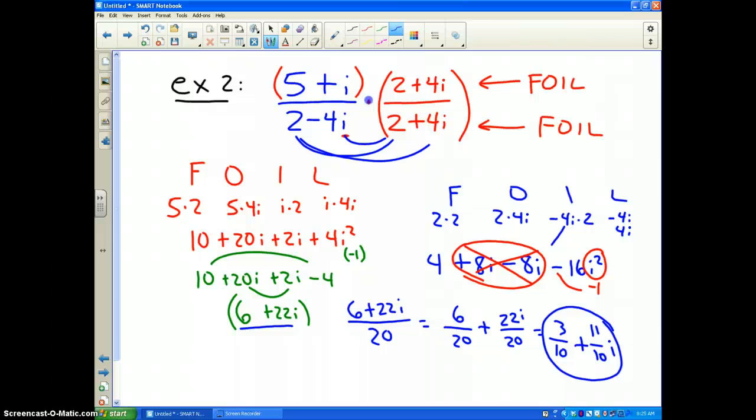And people, that is how you solve these particular problems and how you use the conjugates in order to divide. We must always write our answer in complex number form, the real part first, the imaginary part second, and we cannot have any i's in the denominator.